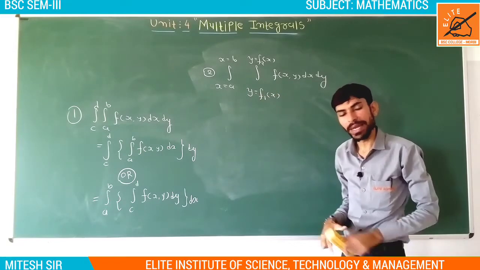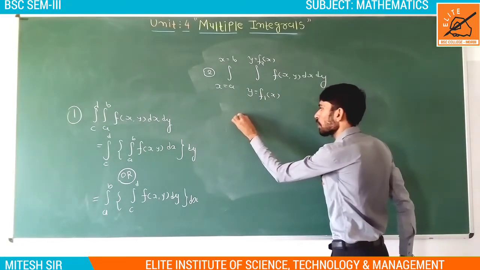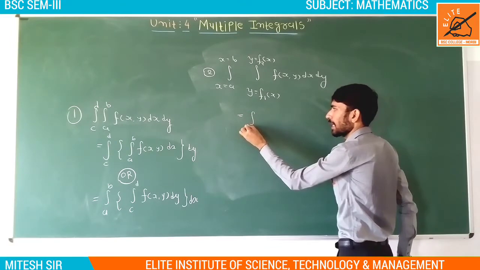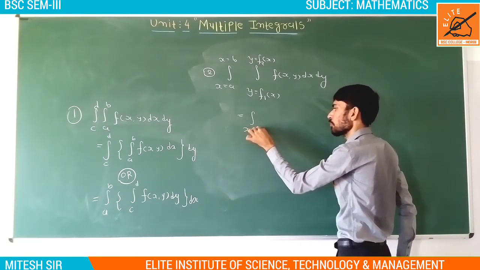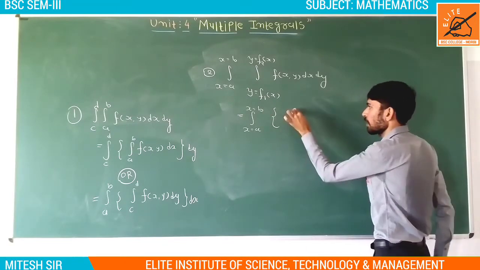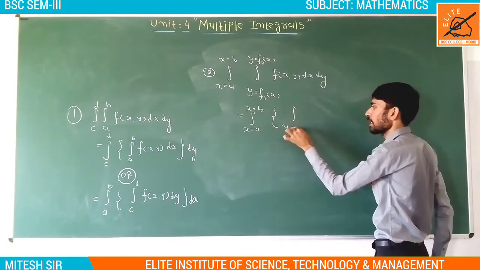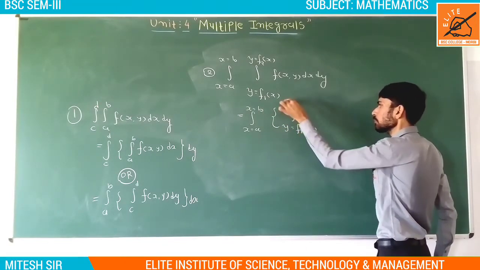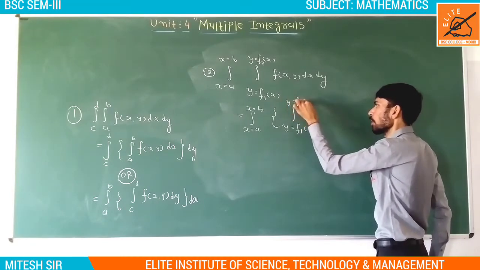Integration with respect to x. So how to calculate this type of integration? Write down the constant limits x is equal to a to x is equal to b. In a bracket write down the limits of y, y is equal to f1 of x to y is equal to f2 of x.